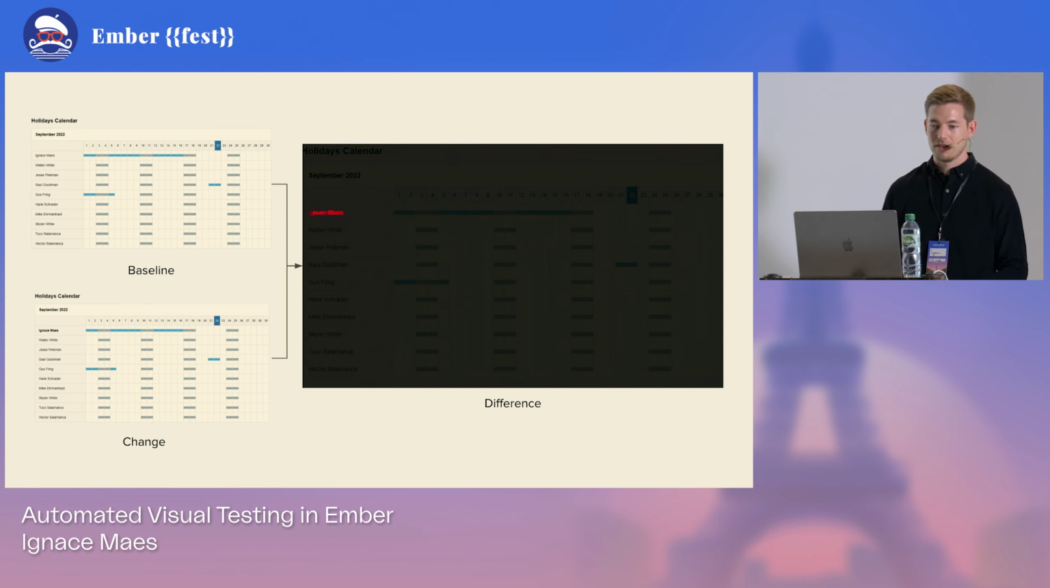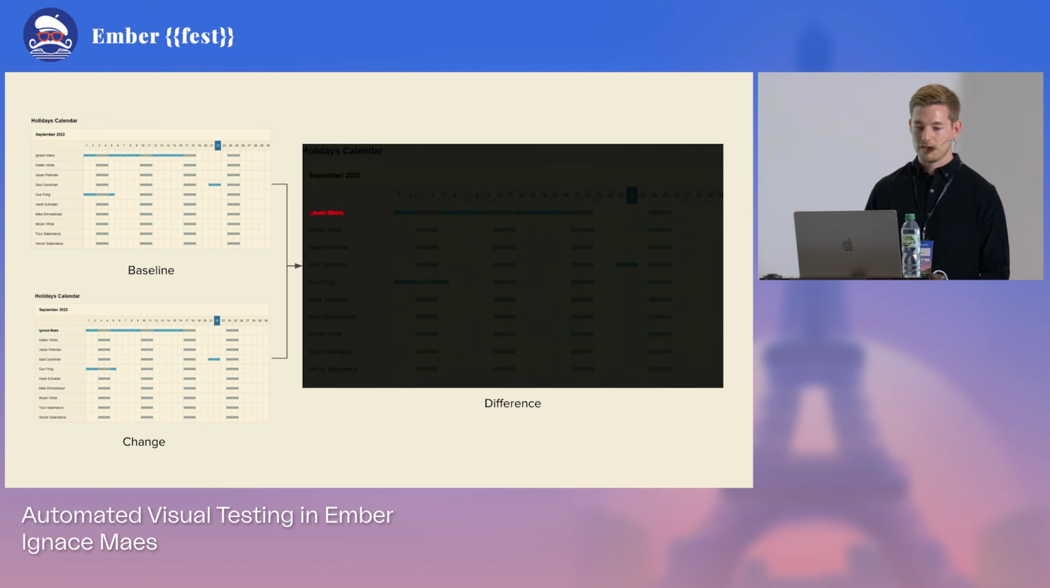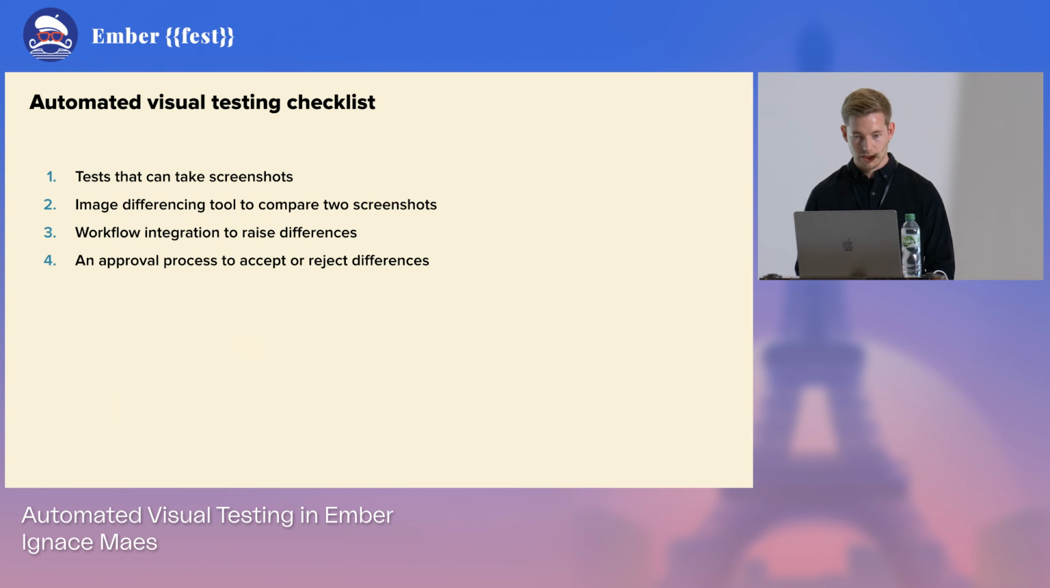So we see there's two kinds of changes. There's a change that is actually a visual error. There's also a change that we expect. So compared to regular tests, it's a bit different. We need some kind of way to say, hey, this visual change is actually what I want.